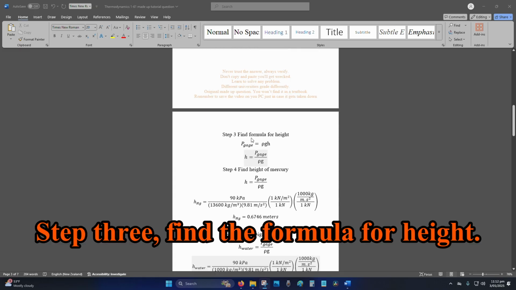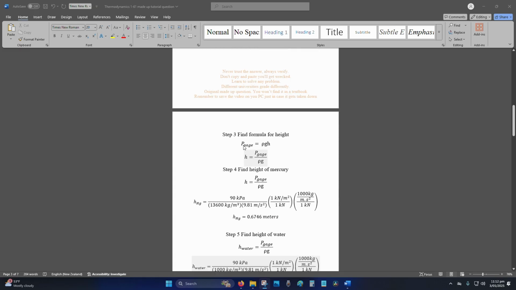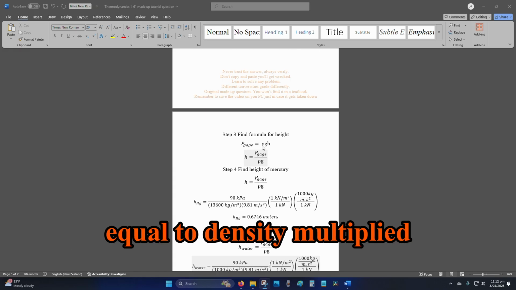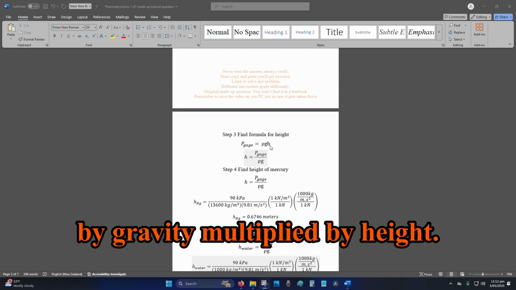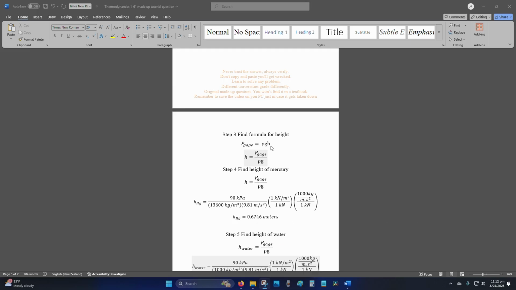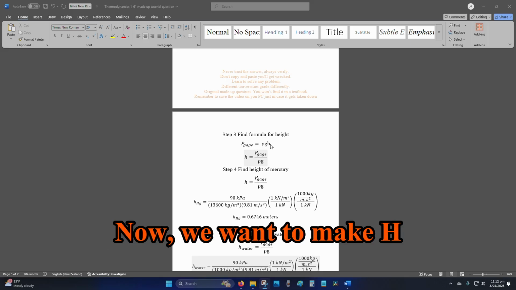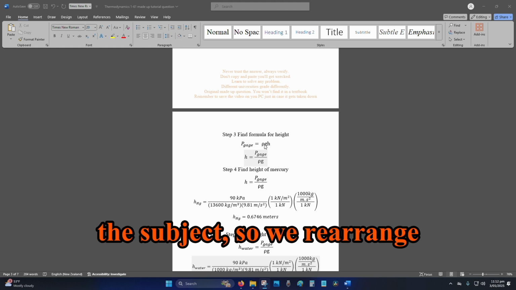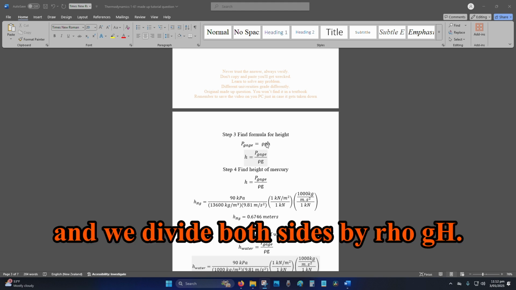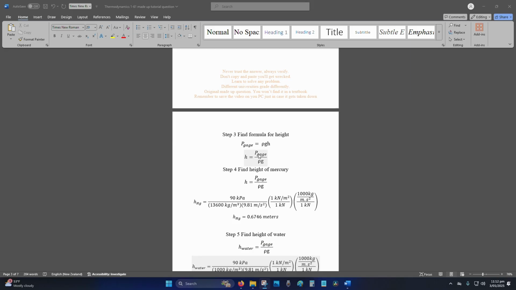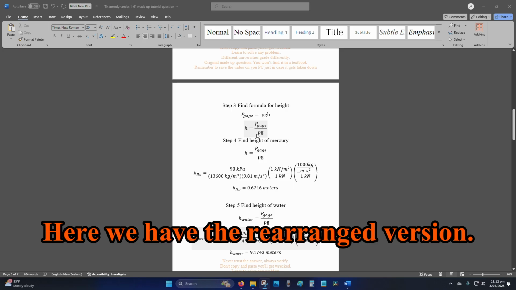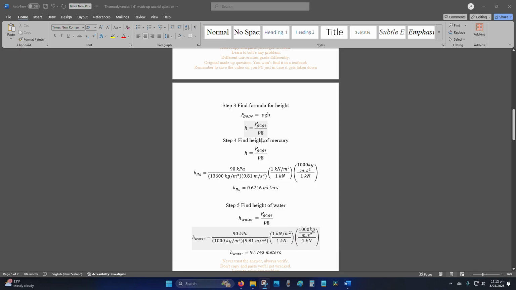Step 3, find the formula for height. So gauge pressure is equal to density multiplied by gravity multiplied by height. So it's the famous equation, pressure is equal to rho gh. Now we want to make h the subject, so we rearrange and we divide both sides by rho g. Here we have the rearranged version.